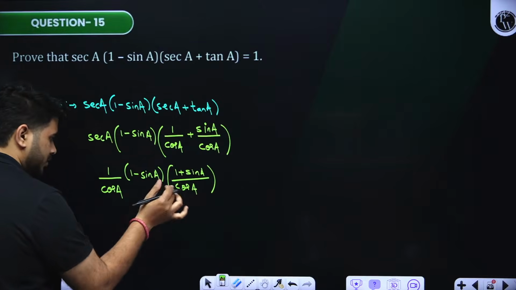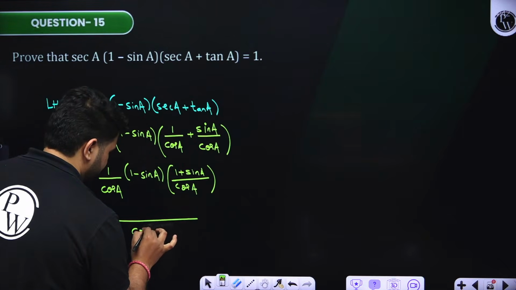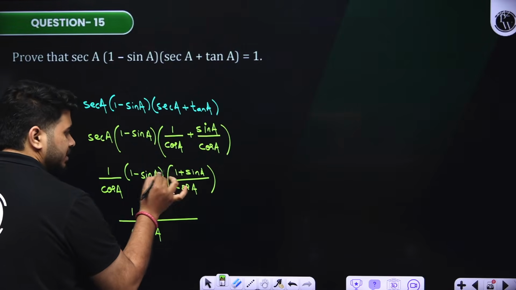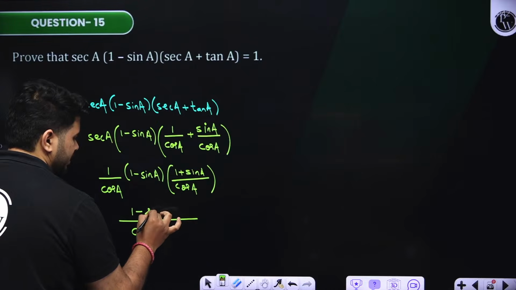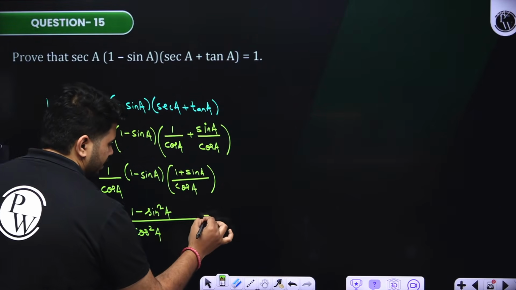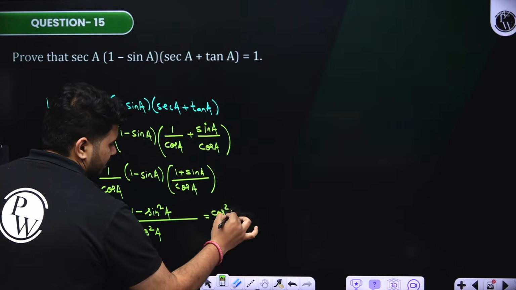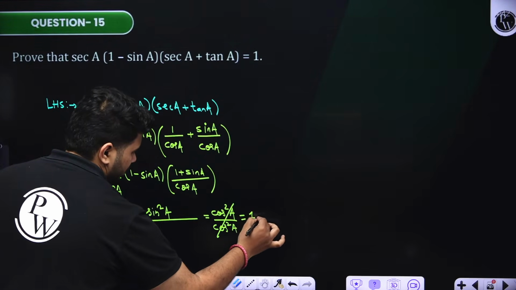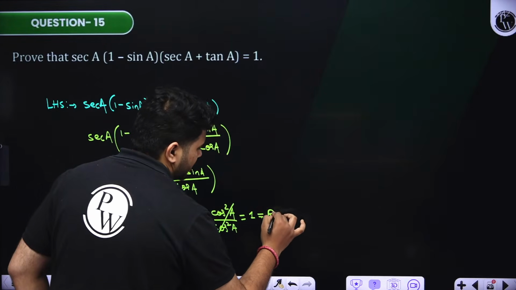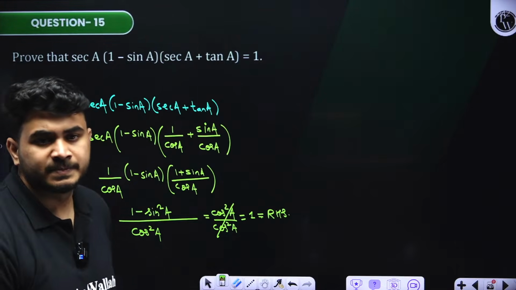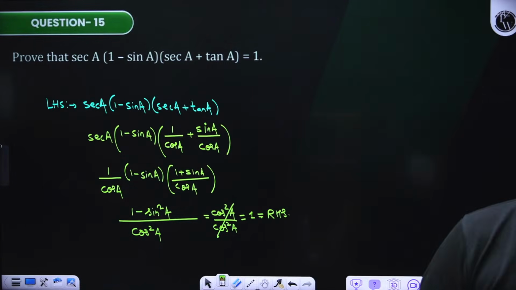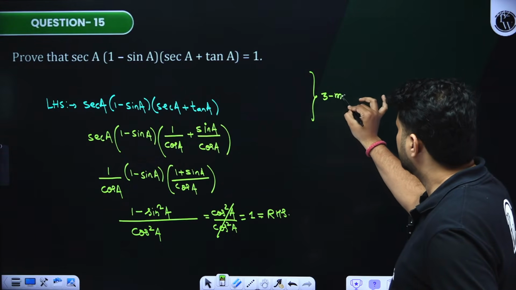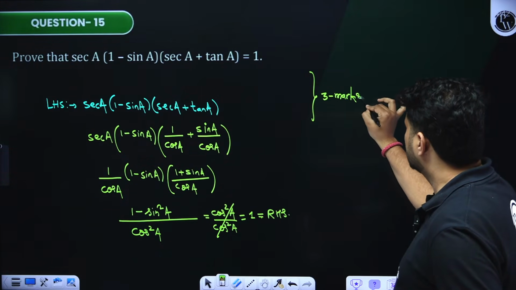Now if you observe, students, cos A into cos A is cos square A. And in the numerator we have 1 minus sin A into 1 plus sin A, which is a minus b, a plus b, a square minus b square, so 1 minus sin square A. We saw that the identity 1 minus sin square A is cos square A. So cos square A cancels and the value is 1. Which is your RHS. This type of problem comes in your question paper for 3 marks.